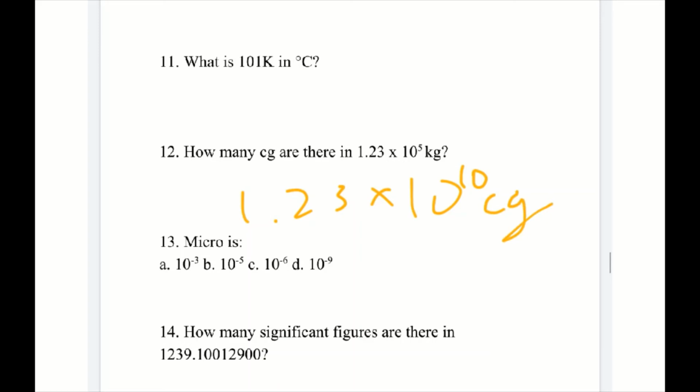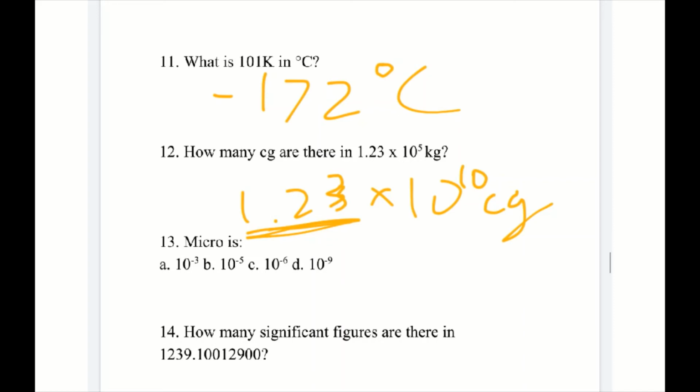And this answer was negative 172 degrees Celsius. So notice how I just kept the number of sig figs, which was 3, consistent, because all the numbers or conversion factors that I multiplied by were exact numbers, so I just ignored the sig figs on those.